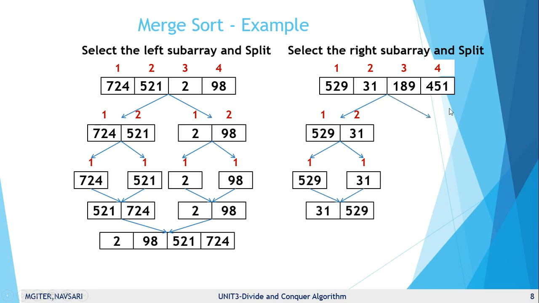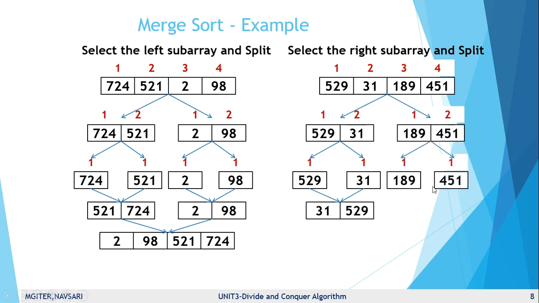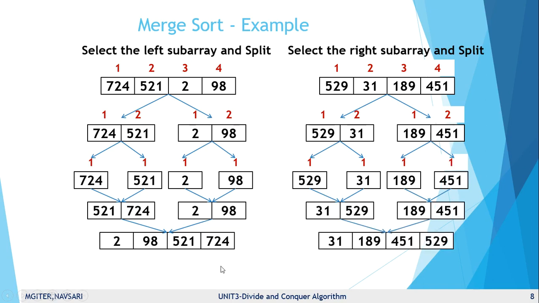Now again we divide this list into two sublists, and again we divide it. So here the list contains 1 element. We merge it into sorted order. Here we merge in sorted order. Now we merge it.